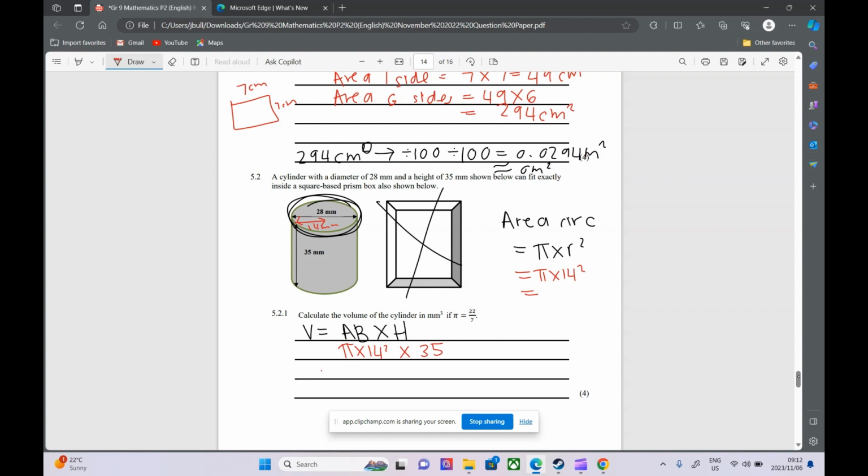Just be careful, they tell us, instead of using pi, we're going to use this 22/7. So you're going to put that into your calculator: 22/7 times 14 squared times 35. And you should end up with something like 21560 millimeters cubed.